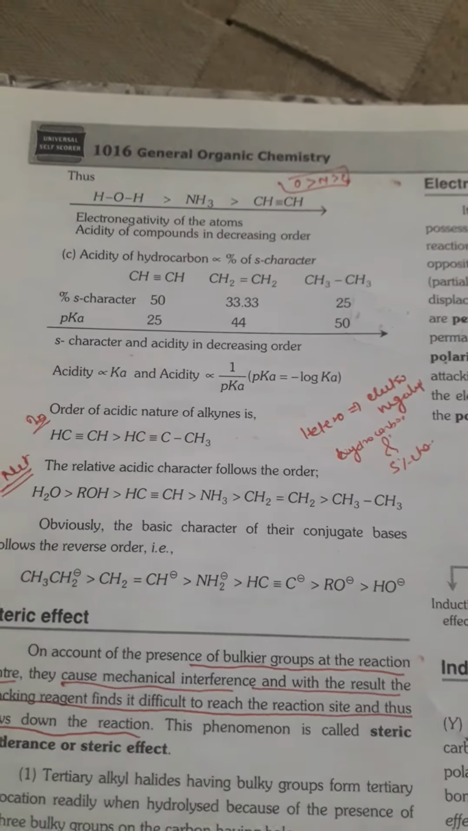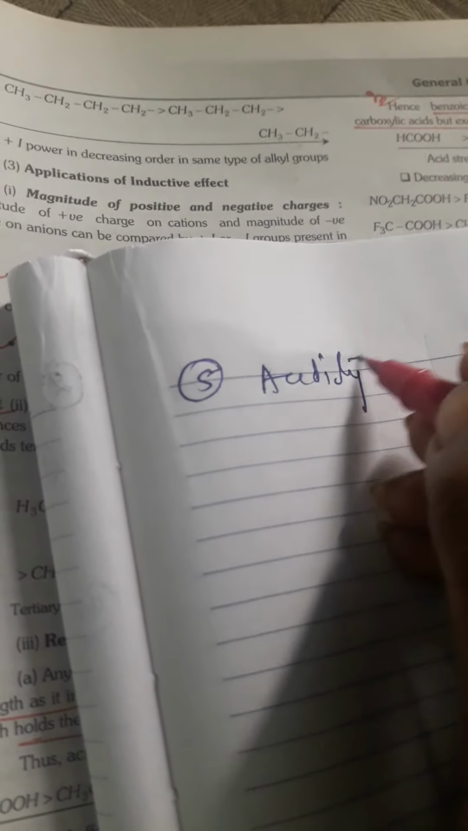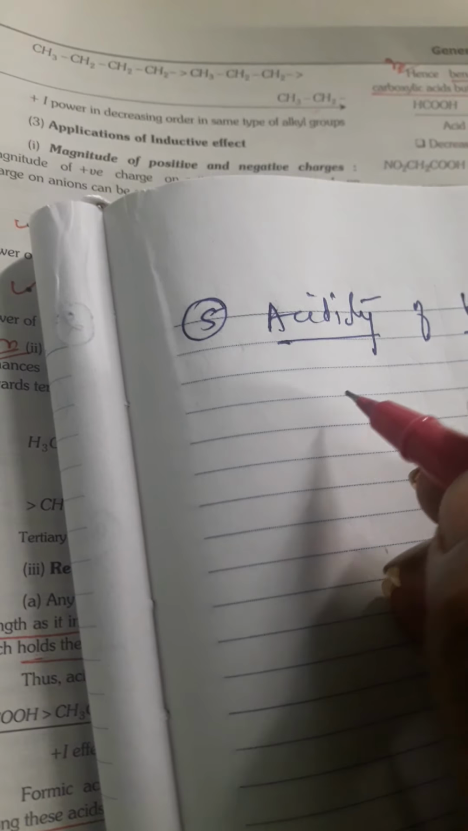So suppose, it is the fourth application, acidity. It is my fifth point, acidity of hydrocarbons. Okay, so the fifth application is that it also determines the acidity of hydrocarbons. Suppose three molecules are given, one is water, second is NH3, the third is CH4.